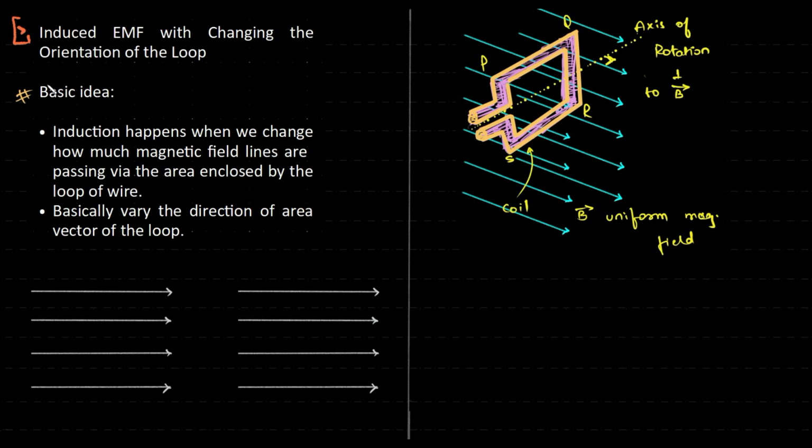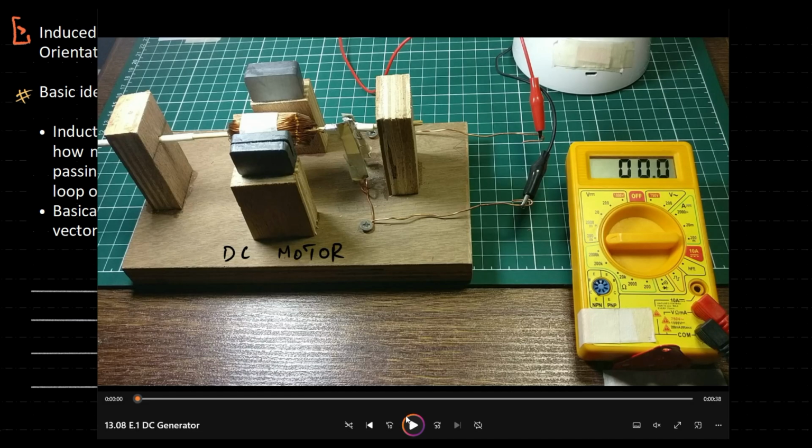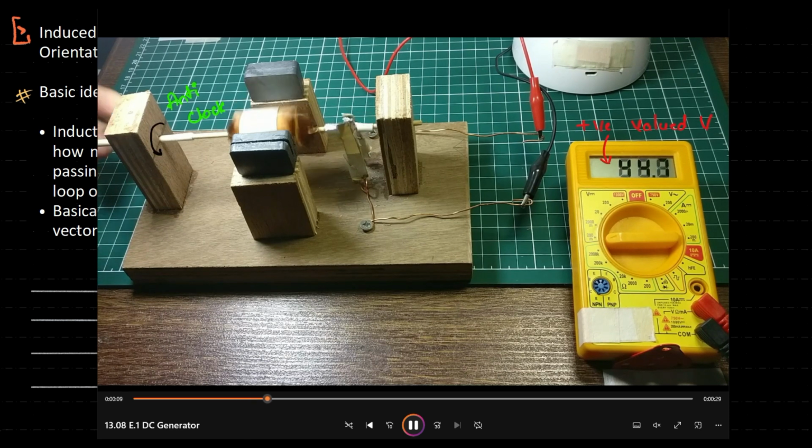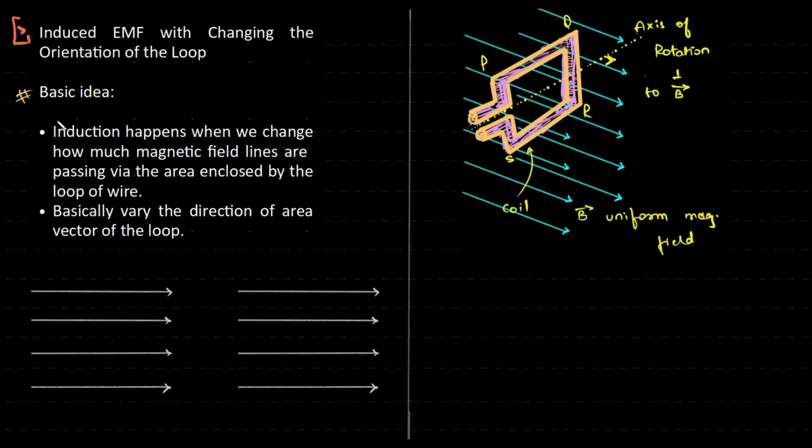So we saw that we can induce an EMF by making some kind of rotation, right? We take a coil, rotate it in between a magnet, and there is EMF induced. Now let's look at the mathematical aspect of this. The basic idea over here is that induction happens when we change how much magnetic field lines are passing via the area enclosed by the loop of wire.